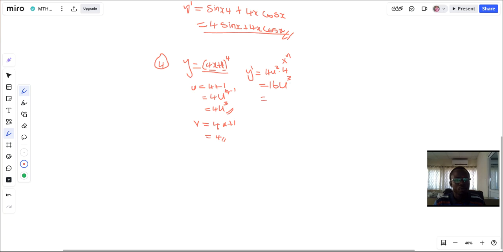But what is u? u is equal to 4x plus 1. Sorry, 4x, there is an x here. So the derivative of this function is equal to 16 times (4x plus 1) to the power 3.